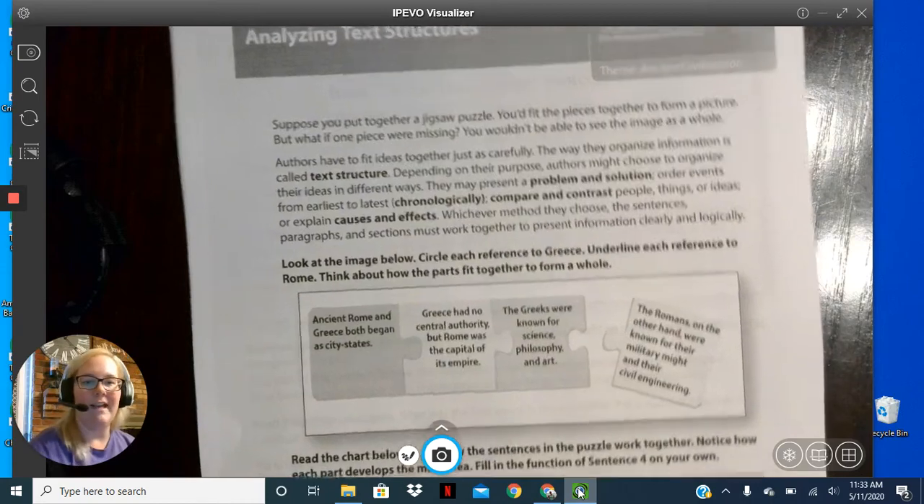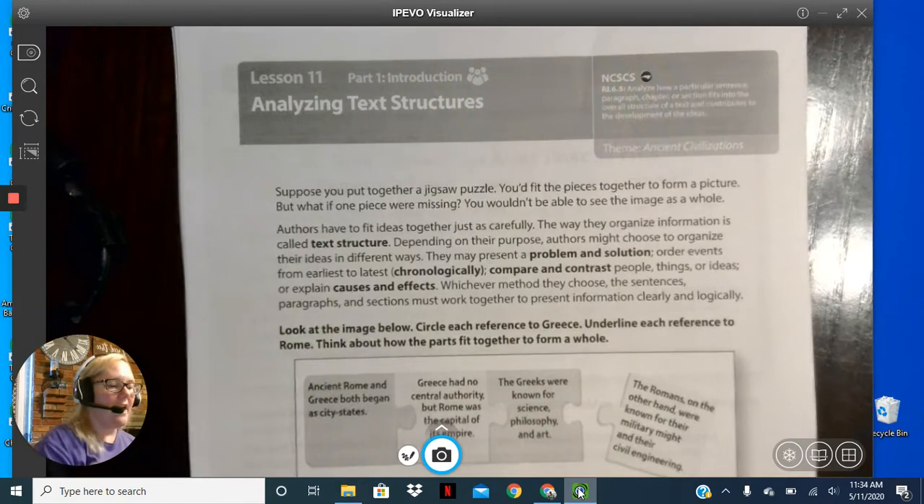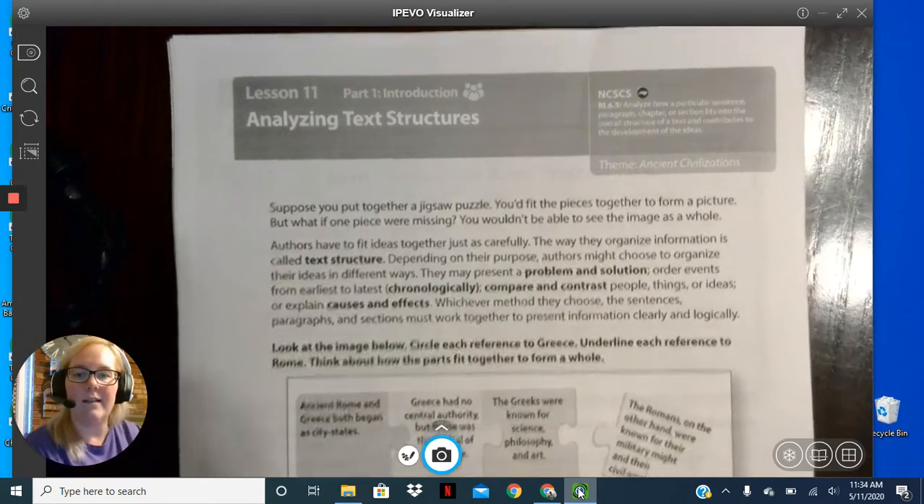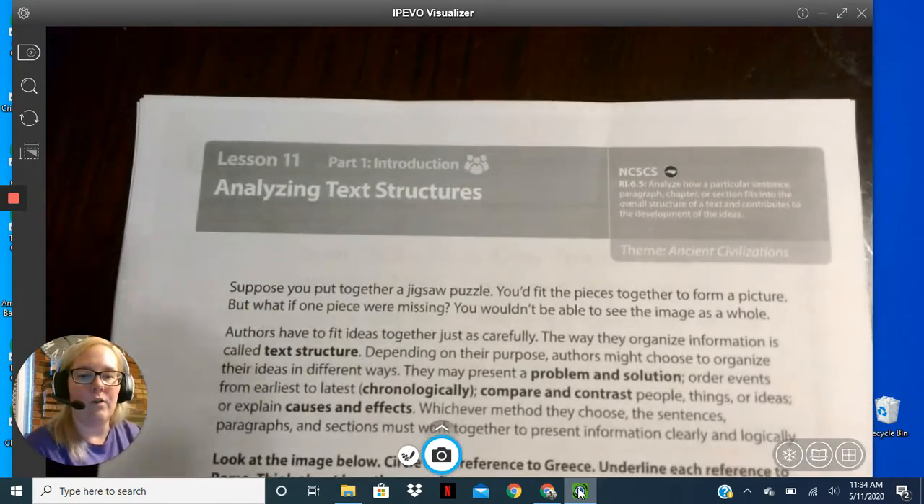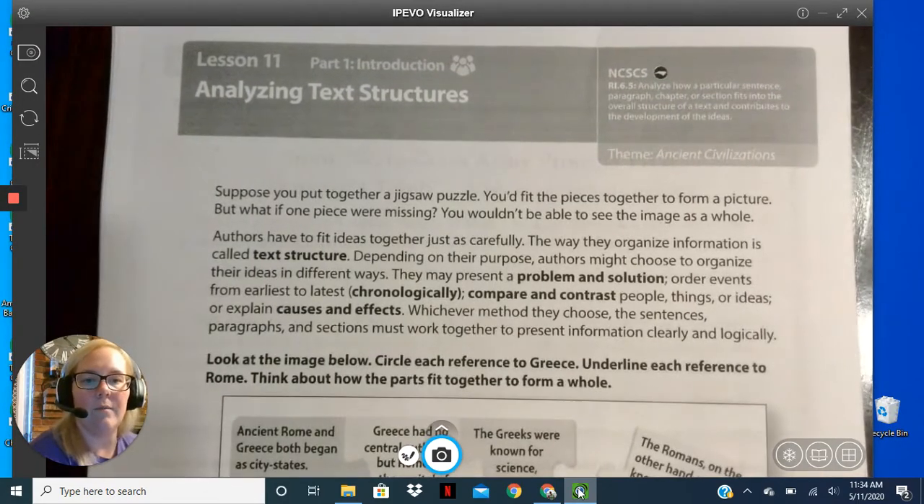If you missed my Zoom today, I wanted to give you the lesson that we did in Zoom today. This week, we're focusing on analyzing text structures. We're going into nonfiction, and that is going along this week with RS 6.5.